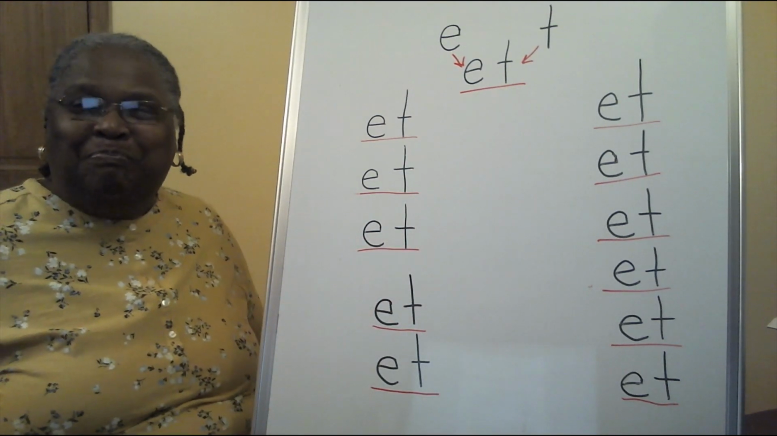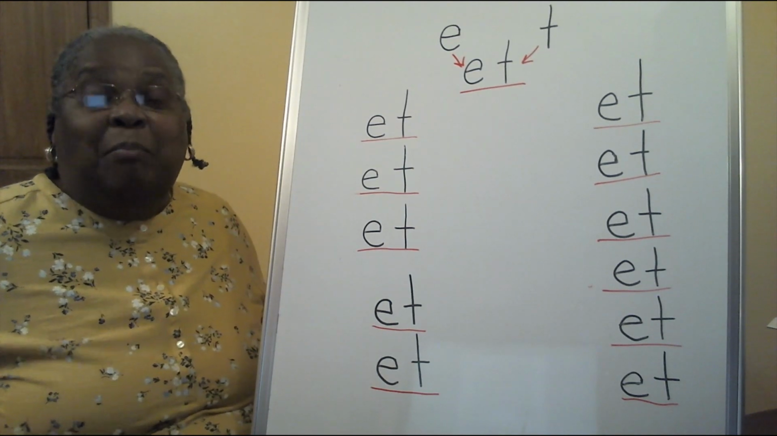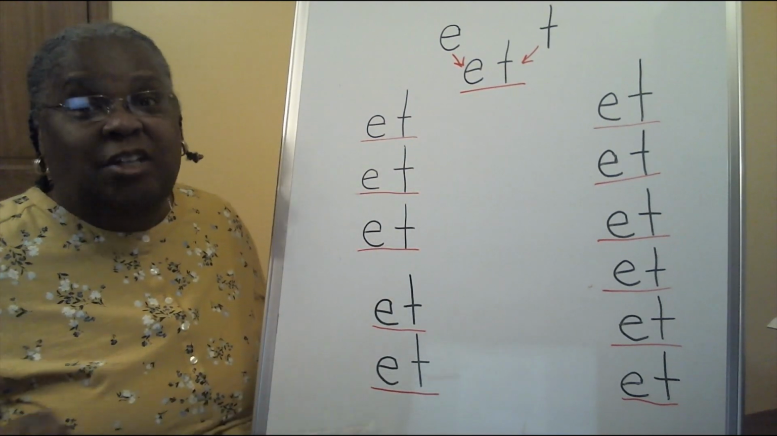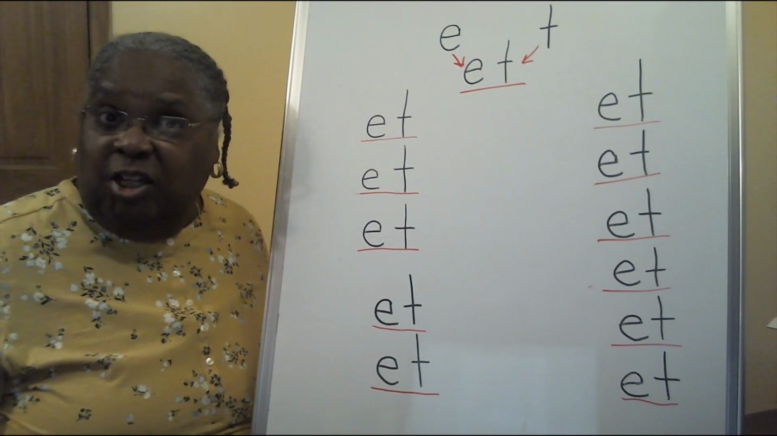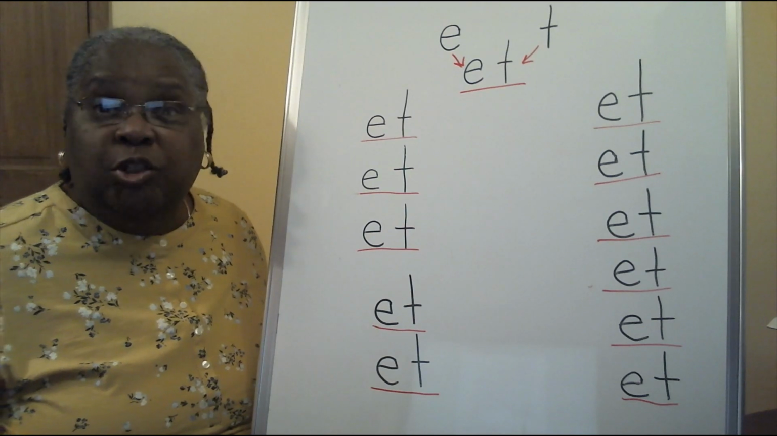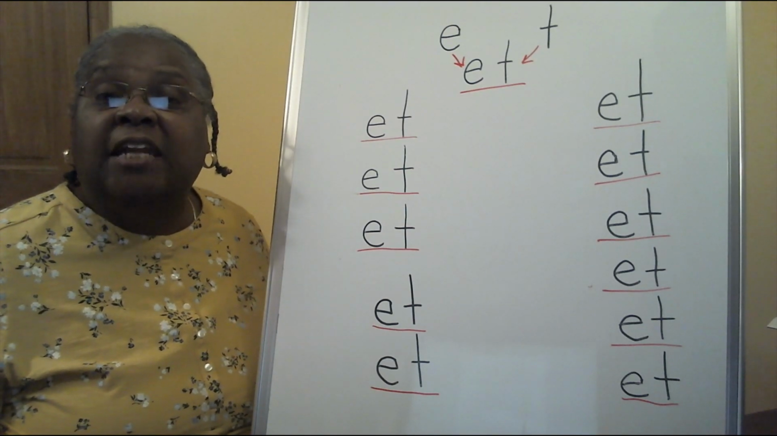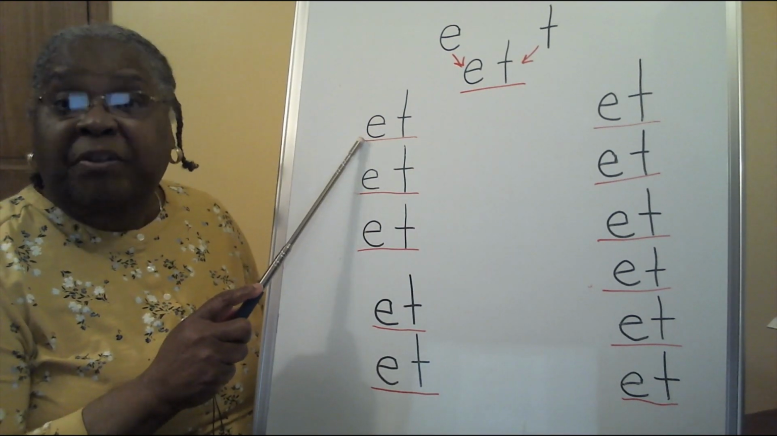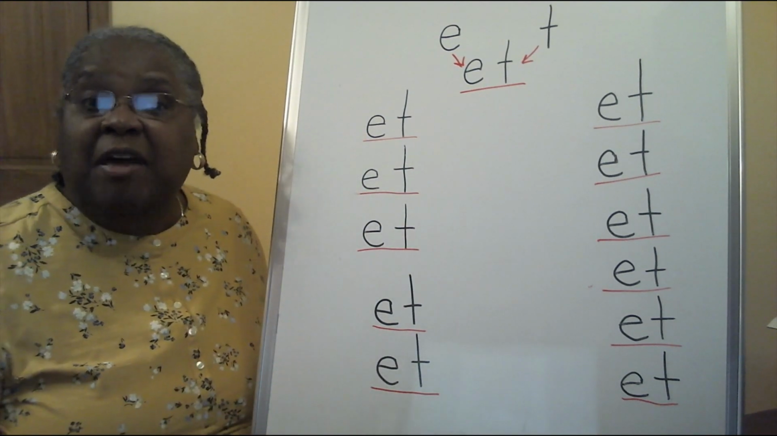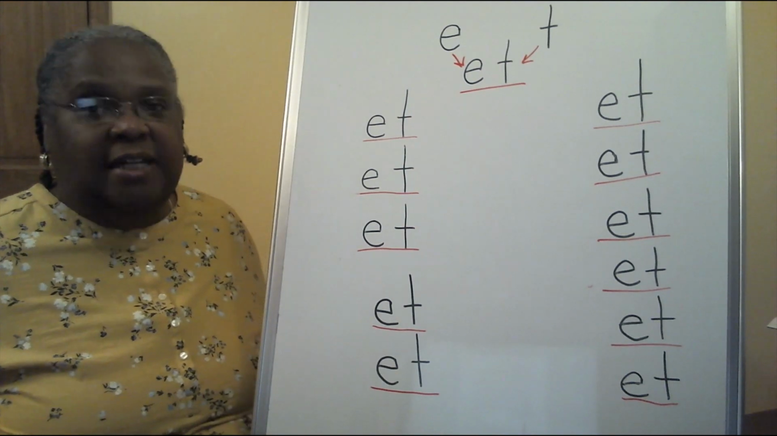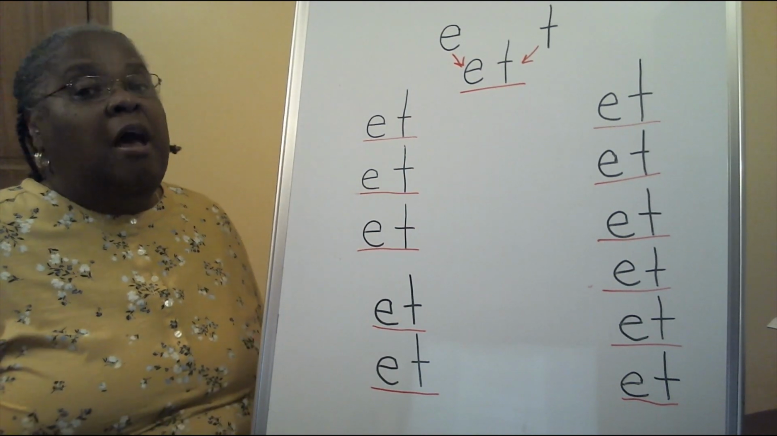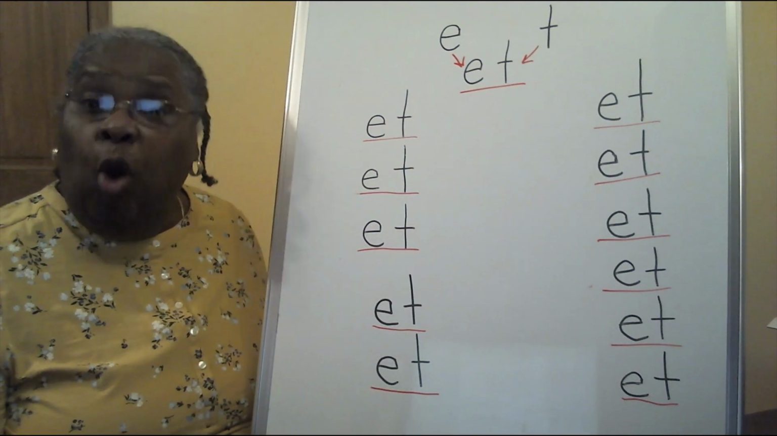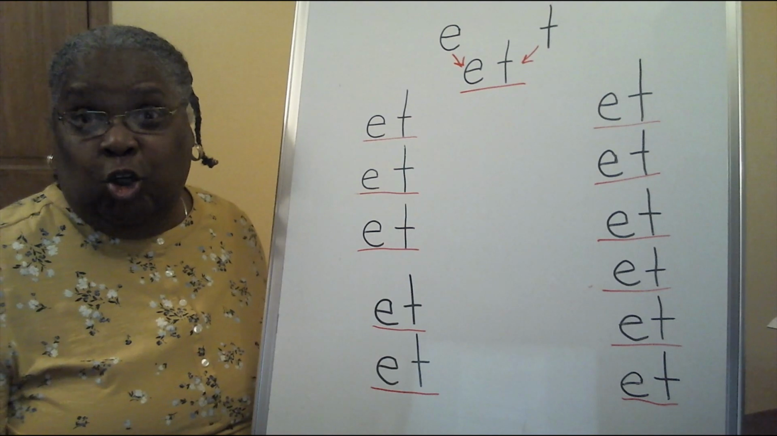Great job. Now, the blend et is not a standalone word. What is a standalone word? A standalone word is a word that has its own meaning in and of itself. Therefore, since the blend et in and of itself does not have a particular meaning, it is not a standalone word. The blend et is merely used to help form words that are standalone words.